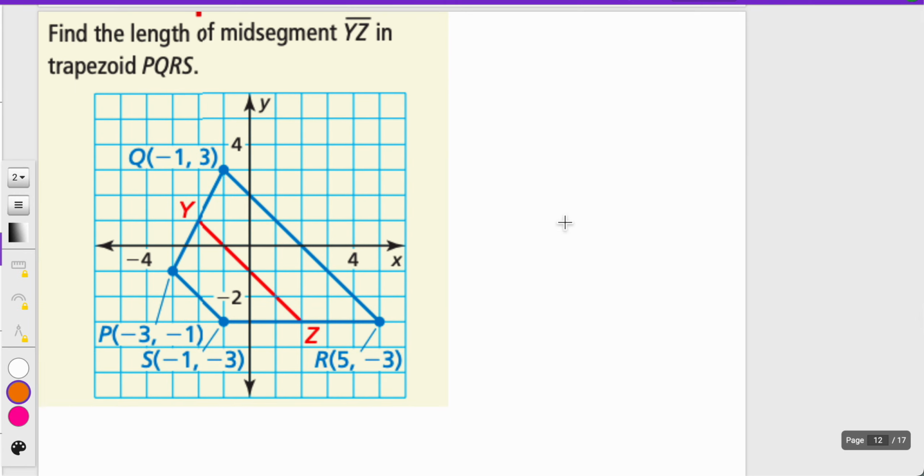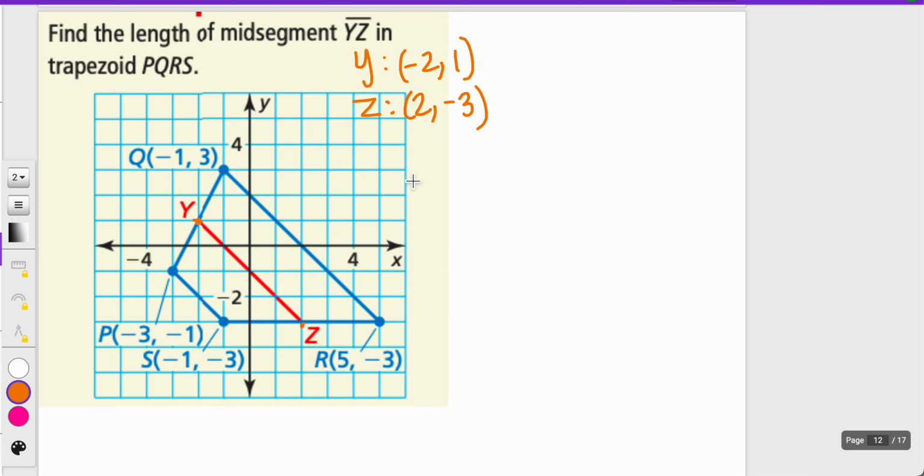This one also says find the mid-segment of trapezoid PQRS. What we have to do first is find the lengths of the top and the bottom, the bases, or we could just find the distance from Y to Z. So Y is at the point (-1, 2, 1), and then Z is at the point (1, 2, -1, 2, 3).